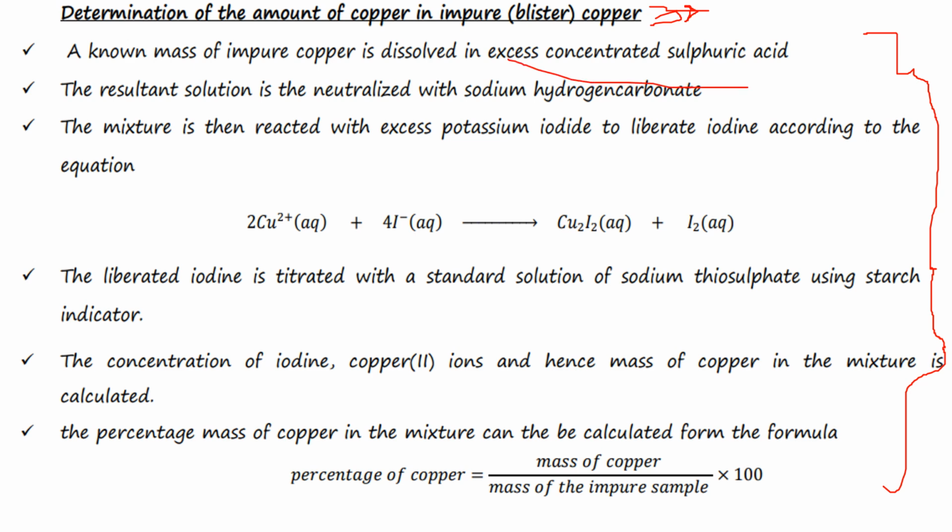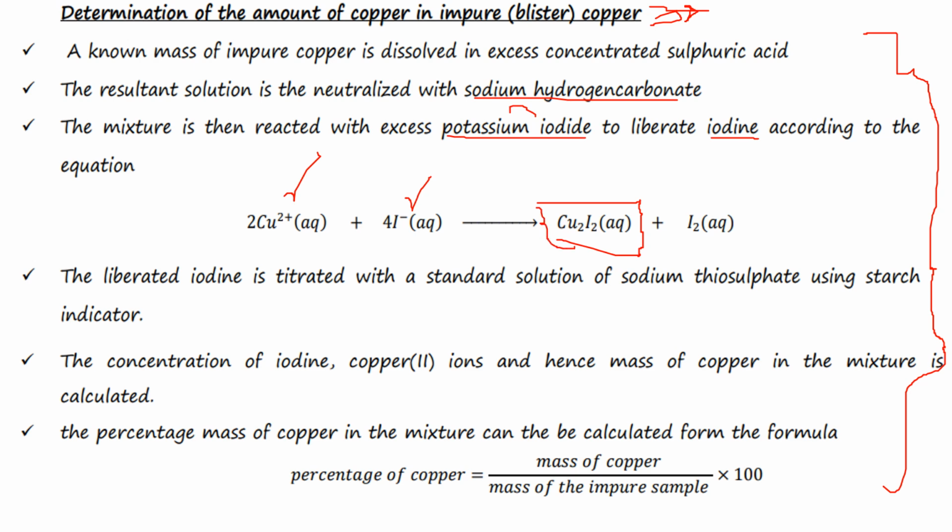Once we do so, we get our resultant solution, and we neutralize it with sodium hydrogen carbonate. The mixture obtained is then reacted with excess potassium iodide, so that we can liberate iodine from the iodide ions of potassium iodide, according to the following equation. The iodide ions react with the copper ions present in the mixture to form copper(I) iodide. Like I've told you, this is one of the confirmatory products to prove that copper is present in the laboratory.